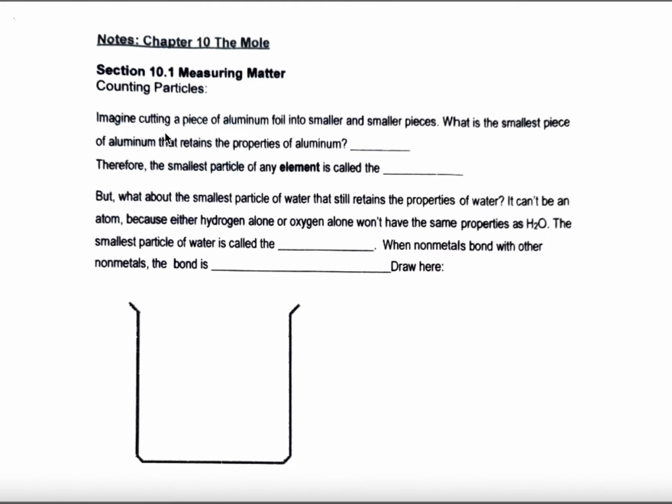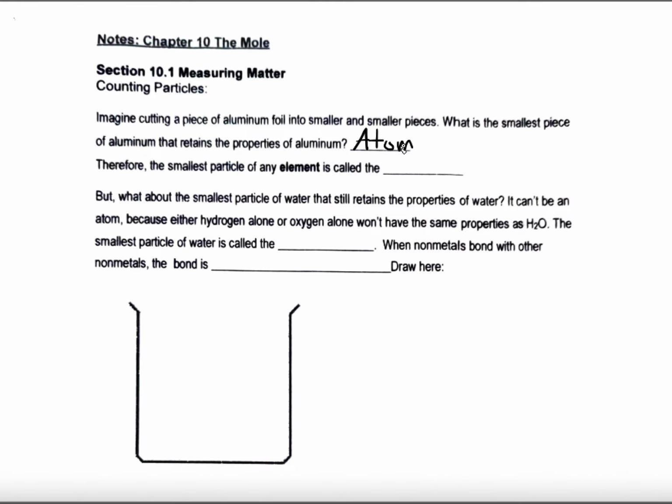So let's first imagine that we have a piece of aluminum foil, and we keep cutting that piece of aluminum into smaller and smaller pieces. At what point would we get to the smallest piece of aluminum that still has properties of aluminum? And that we've already talked about is an atom. So an aluminum atom would be the smallest piece of aluminum that we could get that would still have the properties of aluminum.